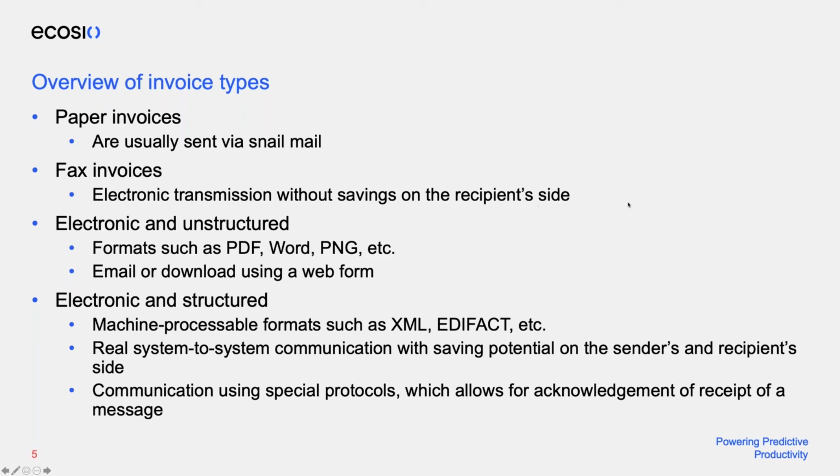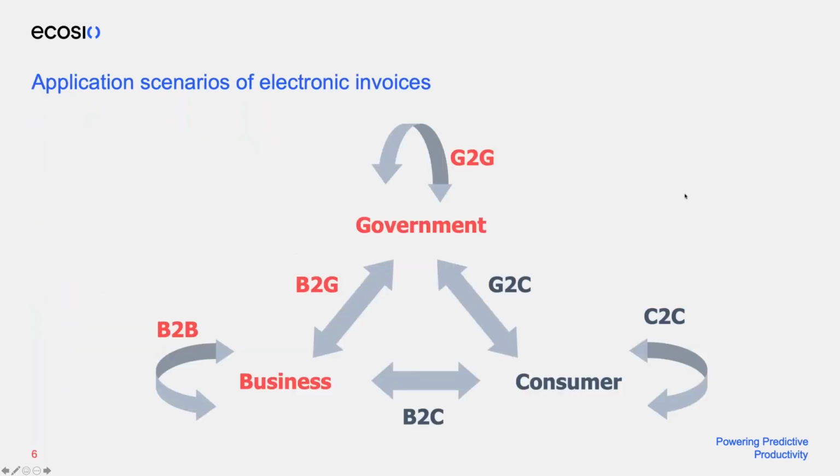So why would we do e-invoicing at all? If we look at application scenarios of electronic invoices, typically we would be concerned with government-to-government e-invoicing, business-to-government e-invoicing, and B2B e-invoicing. We do not talk about B2C invoicing today. That would typically be, for instance, a PDF invoice you get when doing some purchase on Amazon.